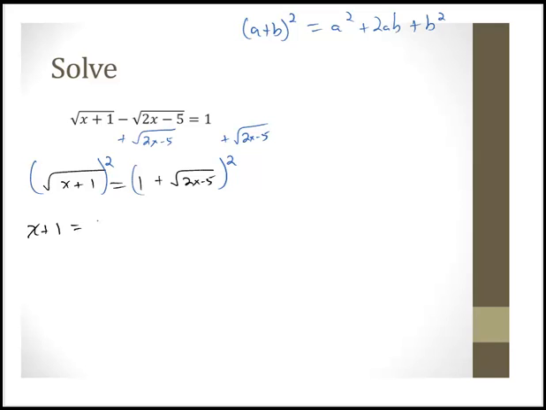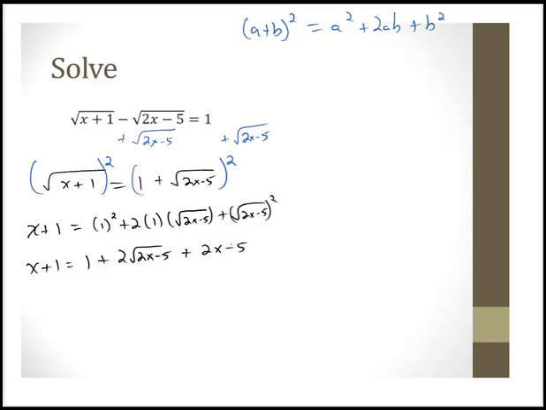Now on the right-hand side, I would have 1 squared plus 2 times 1 times the square root of 2x minus 5 plus the square root of 2x minus 5 squared. So then x plus 1 is 1 plus 2 times the square root of 2x minus 5 plus 2x minus 5. Let's clean up that right-hand side. x plus 1 is equal to 2x minus 4 plus 2 times the square root of 2x minus 5.